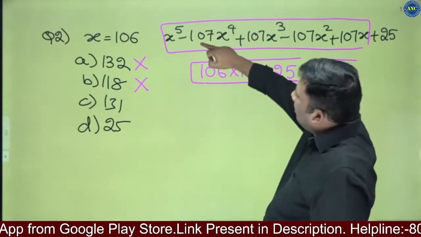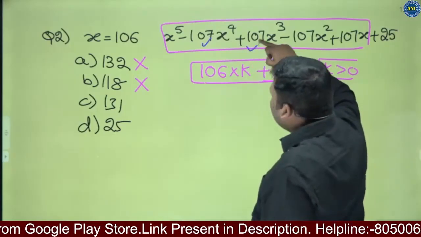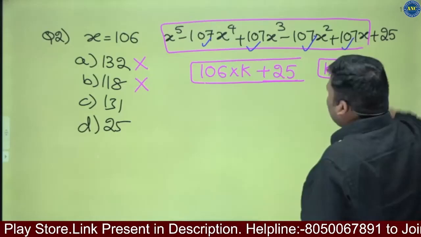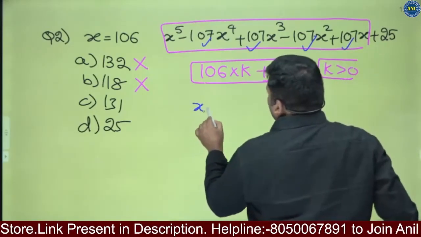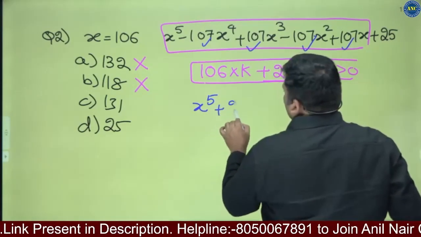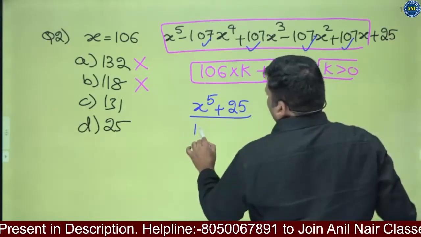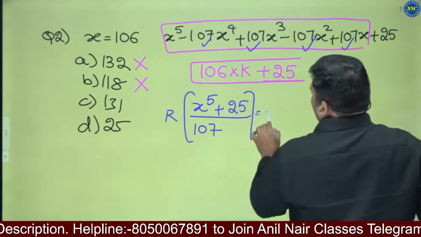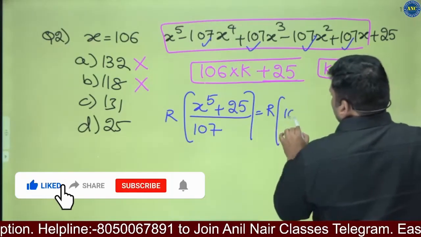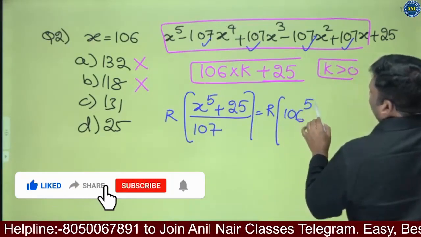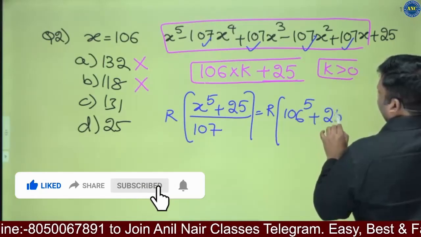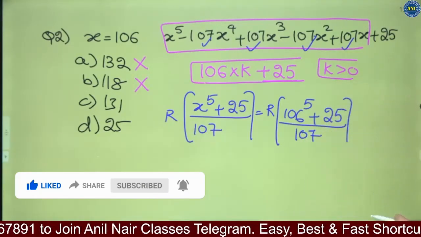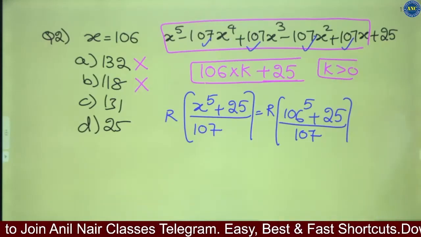In case you are stuck, use another logic. What is the other logic? This is divisible by 107, all of these terms are divisible by 107. What is left over? X power 5 plus 25. So do it with 107. So this will give you 106 power 5 plus 25 divided by 107. Are you all with me? Is it clear here?